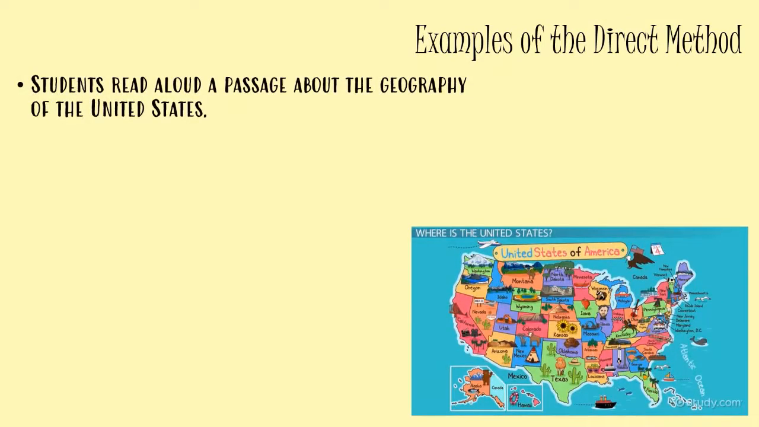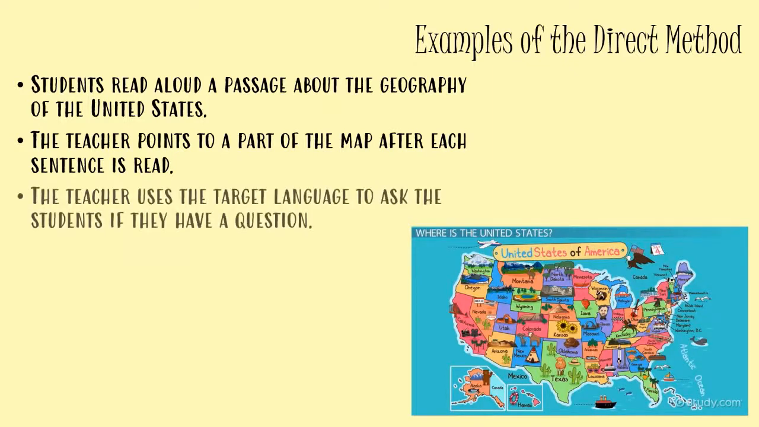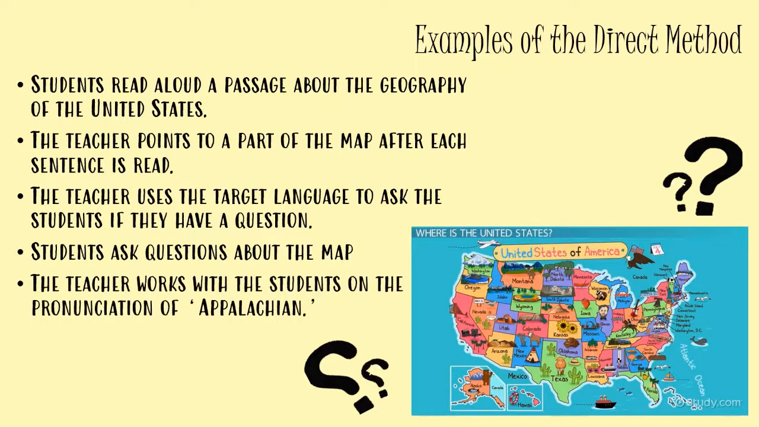One of the examples can be when students read aloud a passage about the geography of the United States. The teacher points to a part of the map after each sentence is read by each student or all students at the same time. The teacher uses the target language to ask the students if they have questions. Students ask questions about the map. The teacher works with the students on the pronunciation of Appalachian.